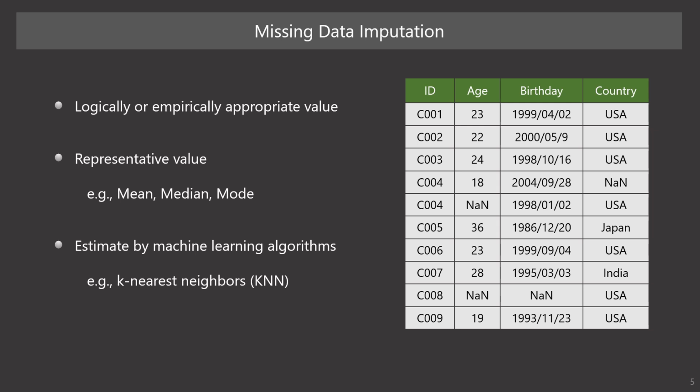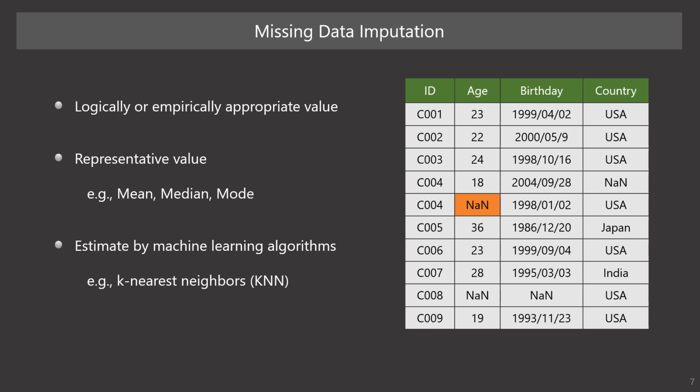In some cases, we can see what values to impute logically or empirically. For instance, in a case of customer data, even if a customer's age is missing, we can impute the right value if we have data of the customer's birthday. So, in this dataset, the age of ID A004 is missing, but we have data of the person's birthday. So, we can identify this person's age from the birthday.